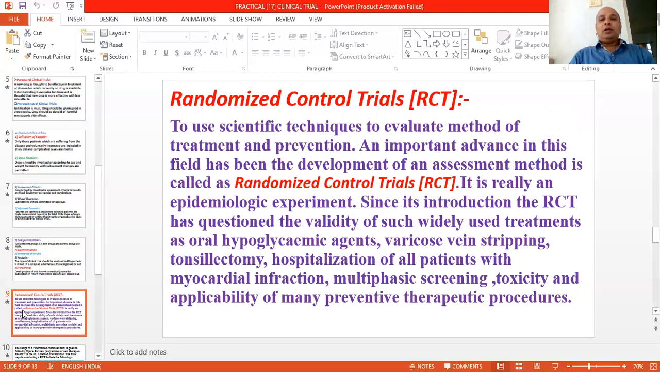It is really an epidemiologic experiment. Since its introduction, the RCT has questioned the validity of such widely used treatments as oral hypoglycemic agents, vein stripping, tonsillectomy, hospitalization of all patients, multiphasic screening, and the applicability of many preventive and therapeutic procedures.